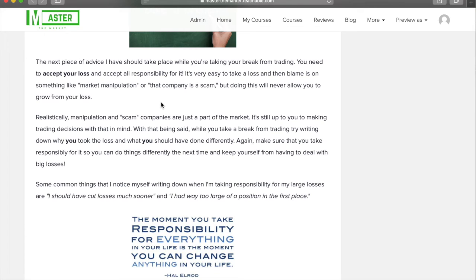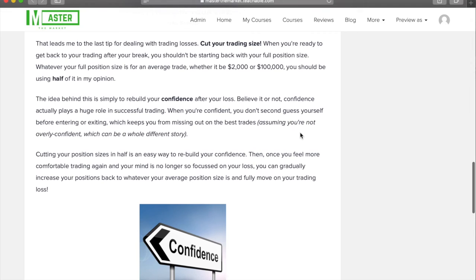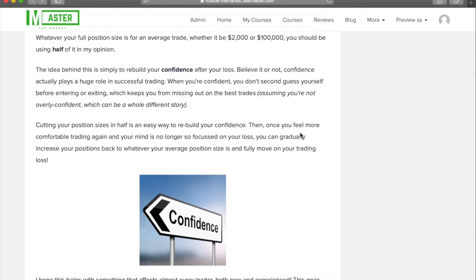So while you're taking a break from your trading after a loss, I think it can be very beneficial to write down some notes, taking responsibility for your losses, and say what you could have done better on that trade to avoid taking that loss entirely. Some of the things that I always find myself writing down after a large loss are the fact that I should have caught losses much sooner and that I had way too large of a position in the first place. Okay, and at the end of the day, there are plenty of different ways to handle losses in the market, but one of them should never be to actually revenge trade.